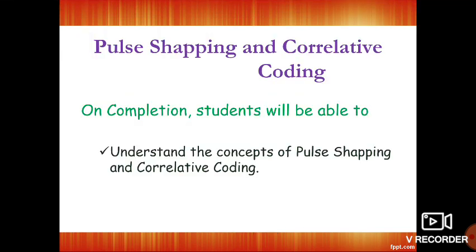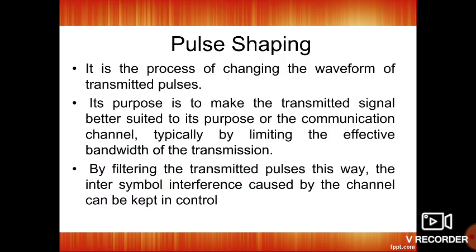On completion of this module, the learners will be able to understand pulse shaping and correlative coding for the elimination of intersymbol interference, ISI. So basically we have to know about pulse shaping. We know that binary data can be transmitted in baseband or passband. In passband transmission, the binary data modulates some carrier and the modulated carrier is transmitted over a channel. But in baseband transmission, there is no modulation of a high frequency carrier.